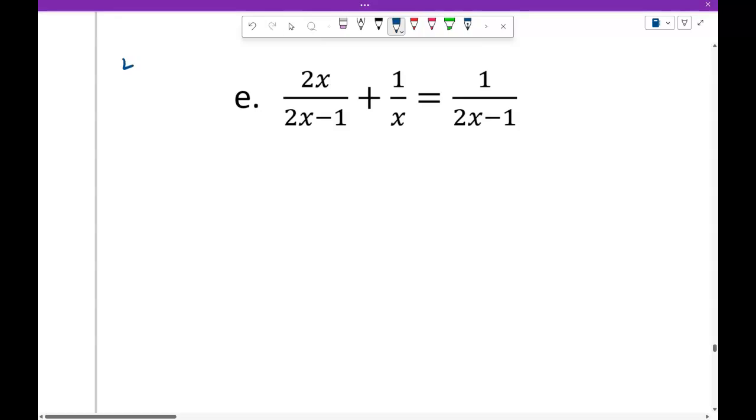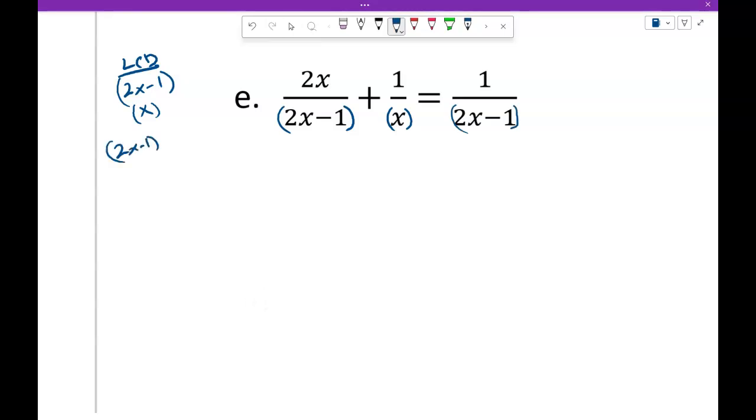Here we can find our LCD. Our first denominator has a factor of 2x minus 1. Second denominator has a factor of x. Third denominator, we already have the 2x minus 1. So the LCD is the product of those two. So we'll multiply everything by 2x minus 1 and x.